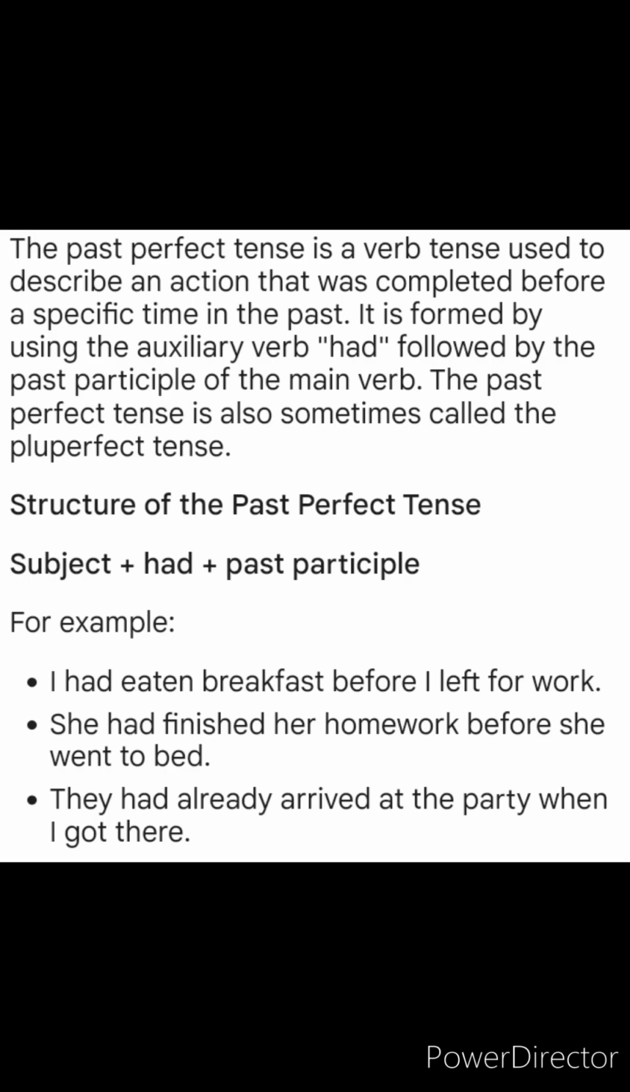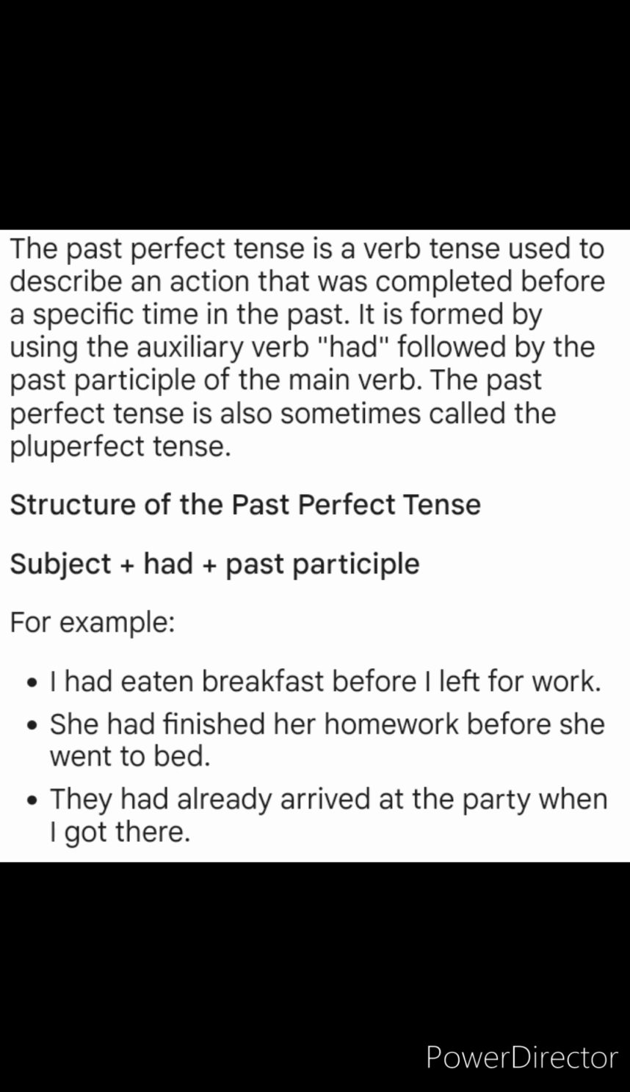Past perfect tense. Now let us do this tense. It is a verb tense used to describe an action that was completed before a specific time in the past. It is formed by using the auxiliary verb had followed by the past participle of the main verb. So in the past continuous tense, we are using the present participle, and in past perfect tense, we are using the past participle. The past perfect tense is also sometimes called the pluperfect tense.